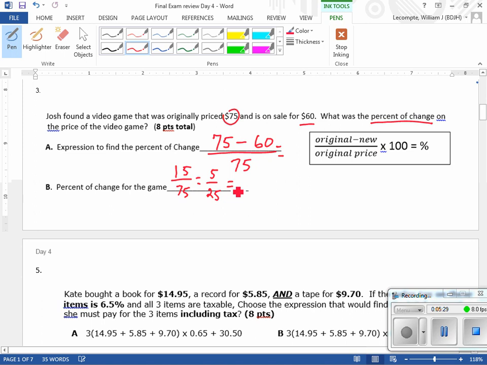And that equals x over 100. So how did I get from 25 to 100? Well, I multiplied times 4. So I'm going to multiply this times 4. And that's going to give me 20%.